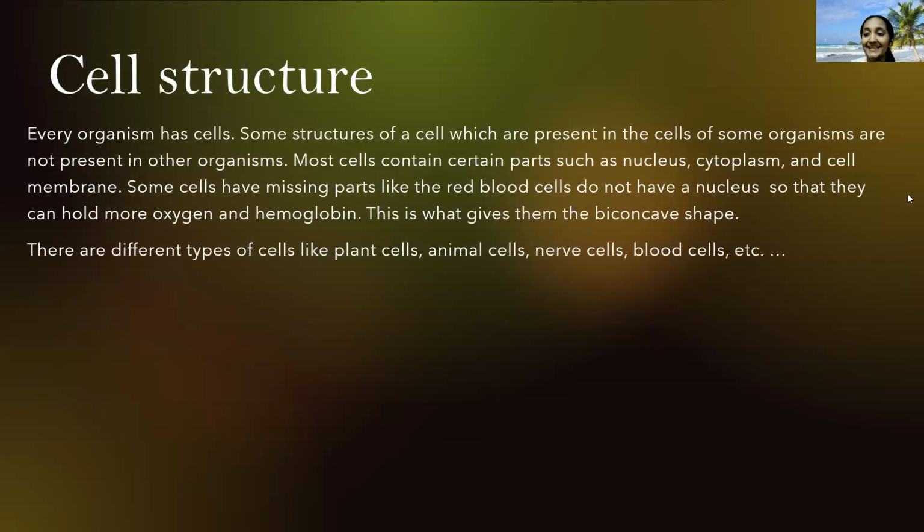Next, cell structure. Every organism has cells. Some structures of a cell which are present in the cells of some organisms are not present in other organisms. Most cells contain certain things such as nucleus, cytoplasm, and cell membrane. And some cells have missing parts, like red blood cells do not have a nucleus so that they can carry more oxygen and hemoglobin. This is what gives them the biconcave shape. There are different types of cells like plant cell, animal cell, nerve cells, and blood cells, etc.